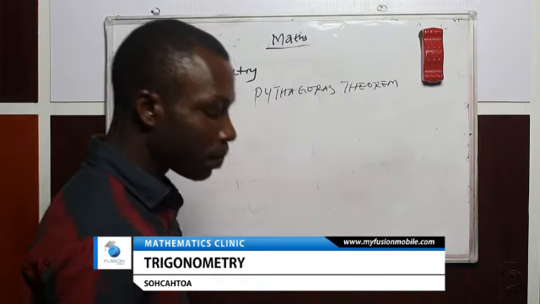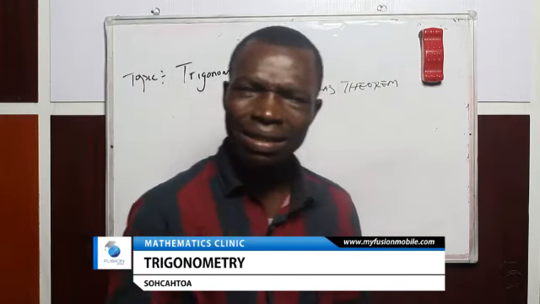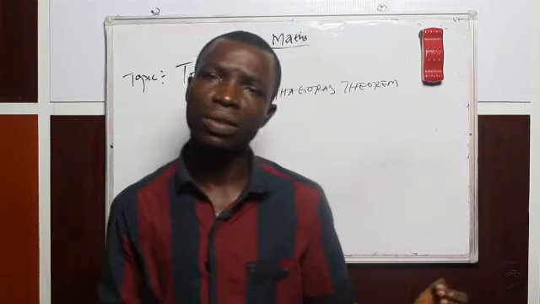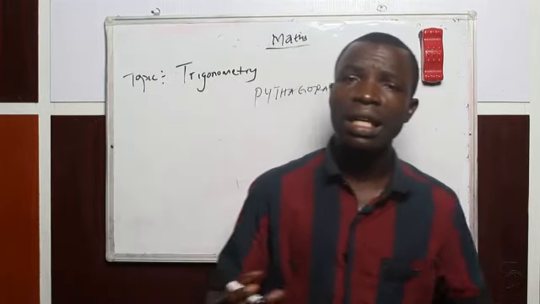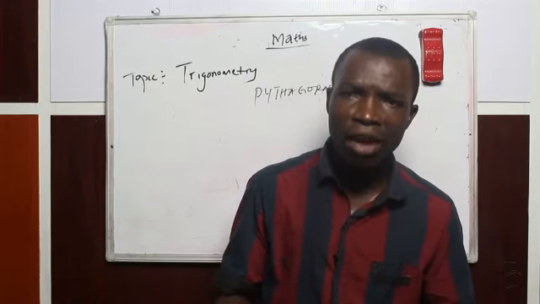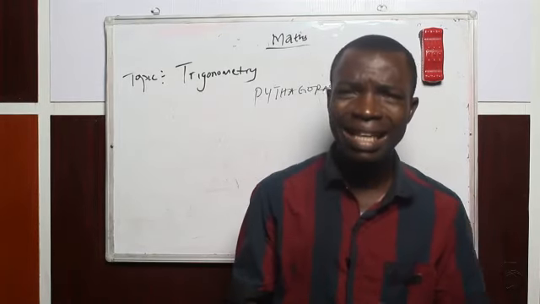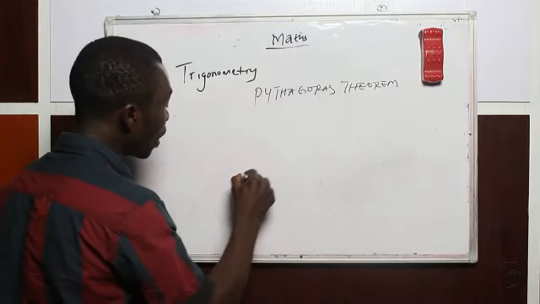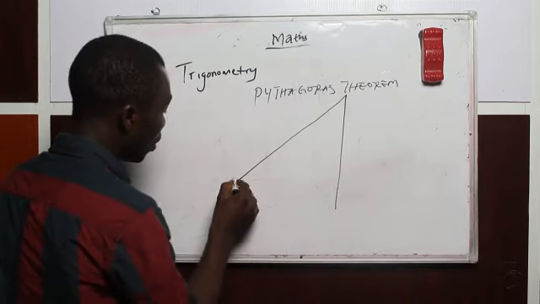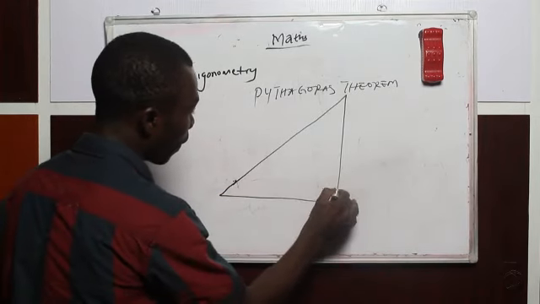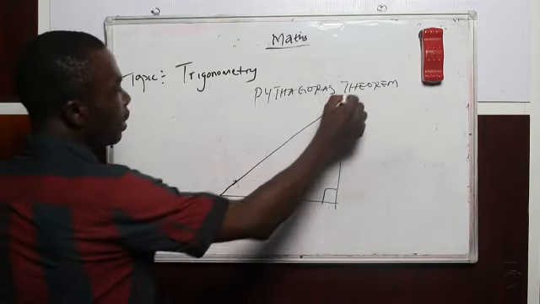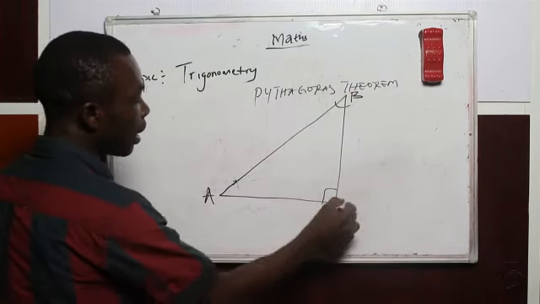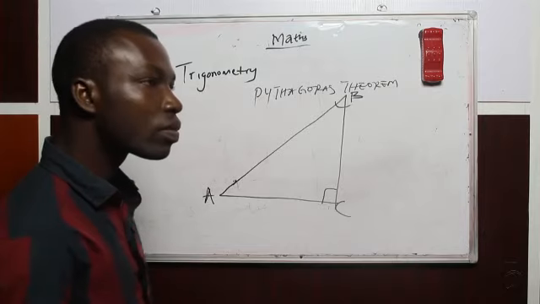Pythagoras theorem. The longest side of any triangle is called hypotenuse. Pythagoras is a scientist that gave us the knowledge about the size of a triangle. I'd like us to consider a right angle triangle, with this angle B, this angle A, and this angle C.